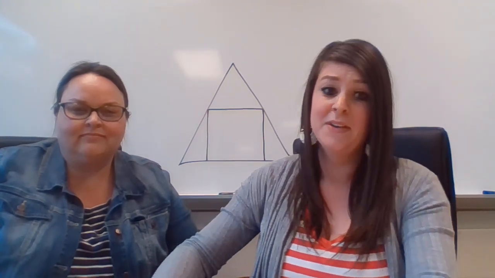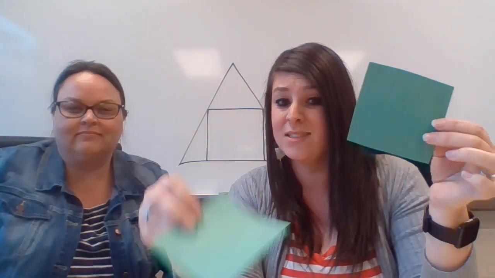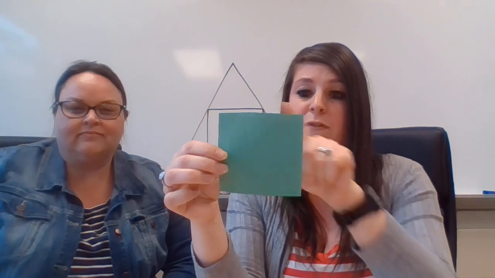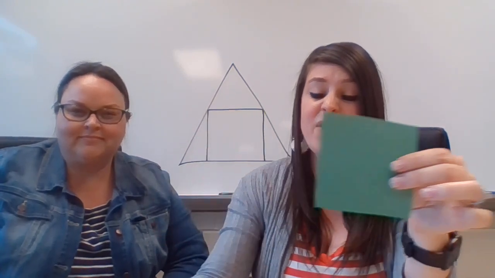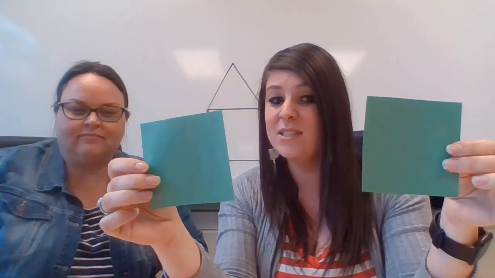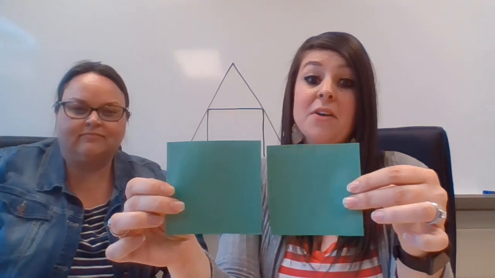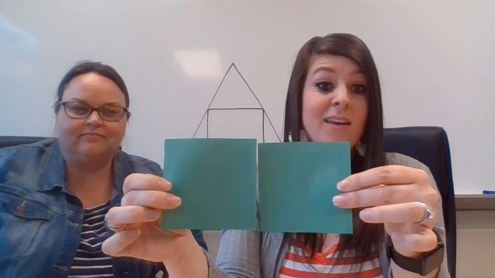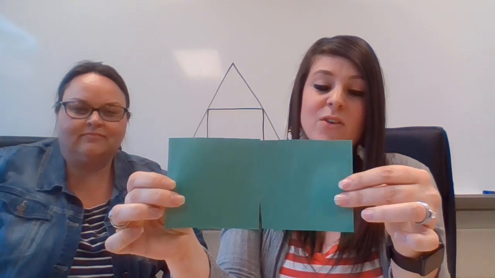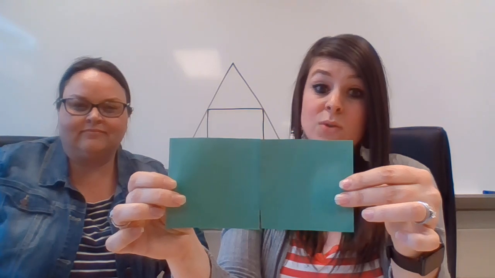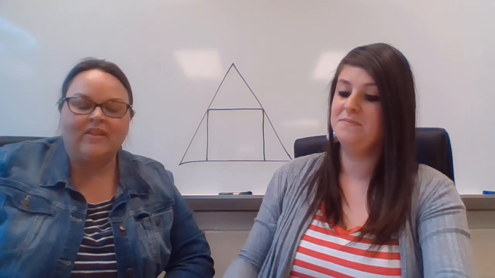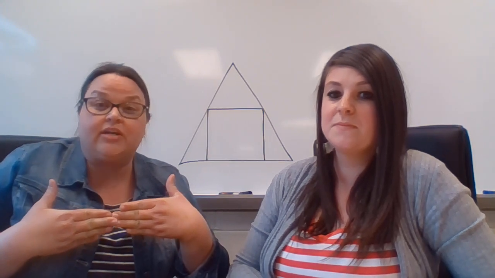I also want to show you the example of squares. Now remember what a square is. It's got four equal sides. If I have two squares and I put them together, what new shape is that? Yeah, that's a rectangle. Now I have a rectangle with still four sides, but two of them are longer and two of them are shorter. So that was composing. Composing is putting two shapes together to make a new shape.